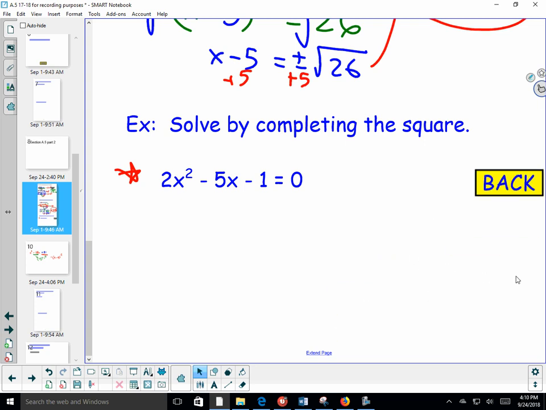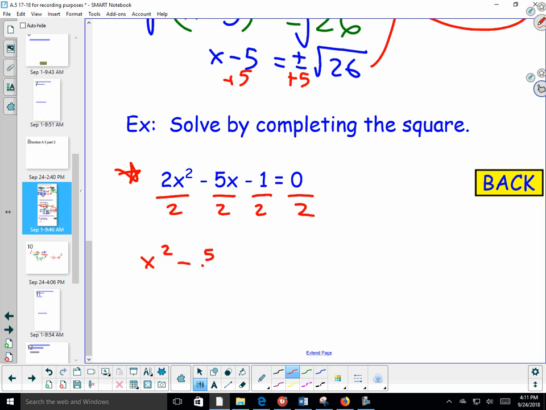Okay, so we're going to have to take care of that issue by dividing, in this case, dividing everything by 2. And I do mean both sides of the equation. So now I have x squared minus 5 over 2 x minus 1 over 2 equals 0 over 2, which is 0. So at this point, I want to solve by completing the square. I don't think that this left side is a perfect square trinomial. Let's check it. If I took half of negative 5 over 2, that would be negative 5 over 4. And if I square negative 5 over 4, am I going to get negative 1/2? No, does not look so good.